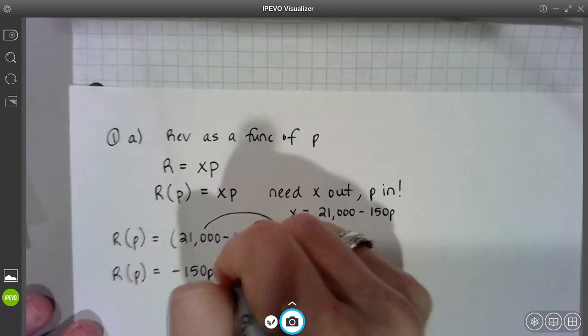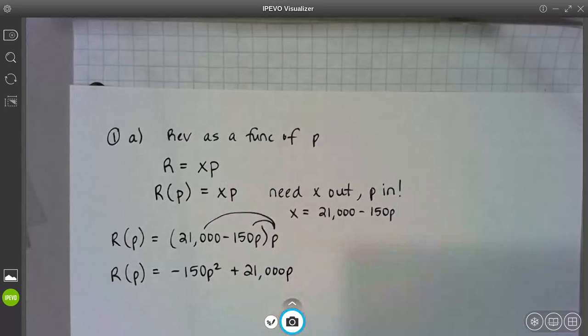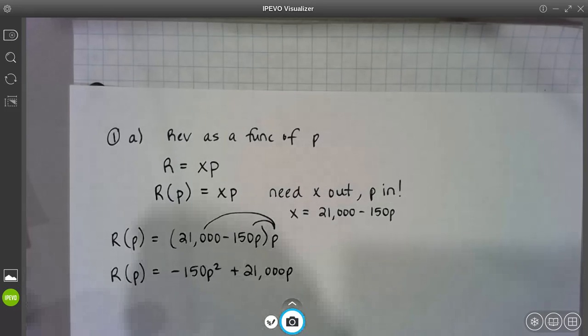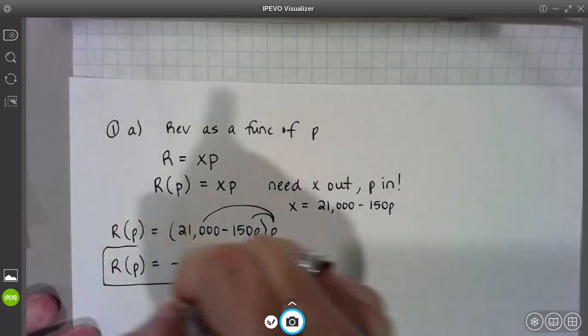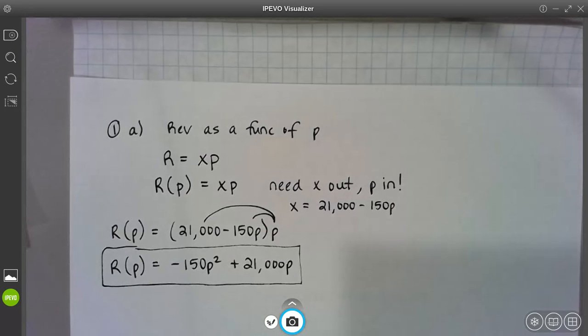And then it's going to be positive 21,000P. I just like to have my P squared term in the front. It doesn't matter. If you had 21,000P minus 150P squared, you're all right. Nothing's going to get marked wrong. All right, so we did part A. We wrote the revenue as a function of the price of whatever unit of calculator they are selling. Okay, let's go to part B.